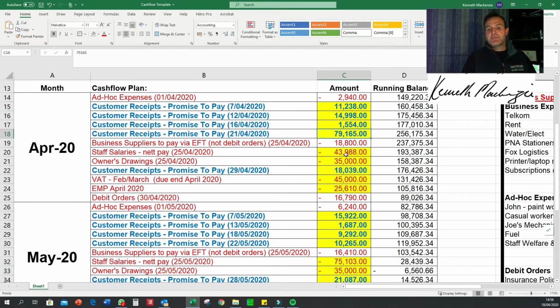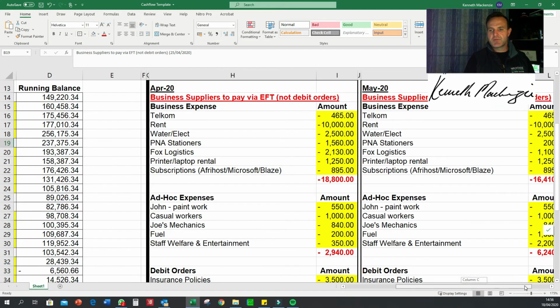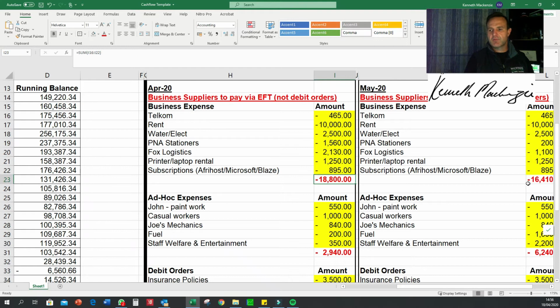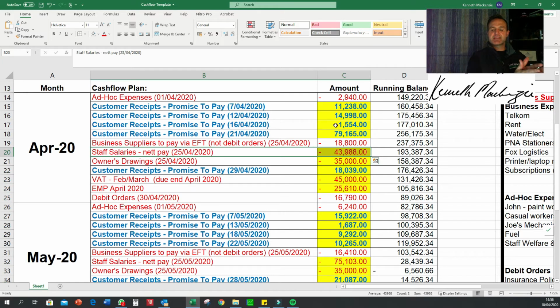Now, come the 25th, we have business expenses to pay, we have staff salaries to pay, we have commitments, right? So we're going to slot in our business supplies to pay via EFT. That obviously we get from our table here. Here we've got our business expenses that we're paying. That already populates here. Then we're going to input our staff salaries, right? But this is the actual net amount that you are transferring to your staff from your business account to their account. This is for the payment for the work that they've done. That you input here, but the net amount, right?